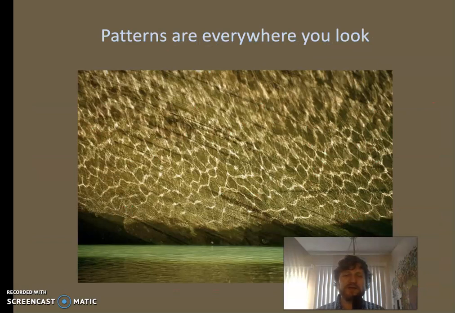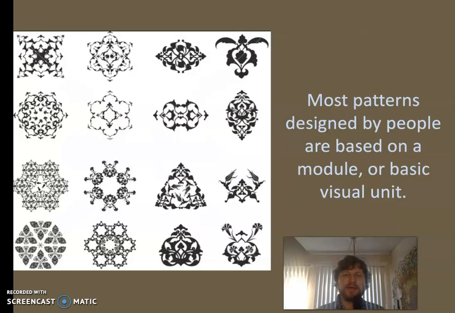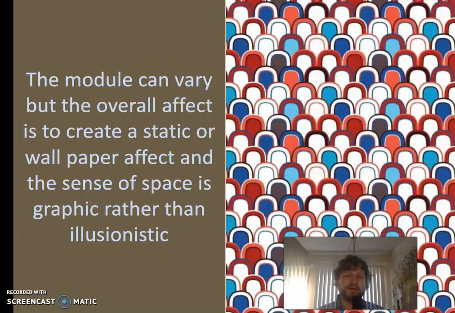Okay, and so patterns are everywhere. Everywhere you look, you'll see patterns. It's any time that you have something that repeats. So water, in this case, the light hitting the water creates a pattern. And a pattern is based on a module. So when humans are designing a pattern, they start with a module, and it can be floral based, like some of these are, or whatever it is. It can be based on something in nature or not, and then you just repeat it indefinitely, and that creates a pattern.